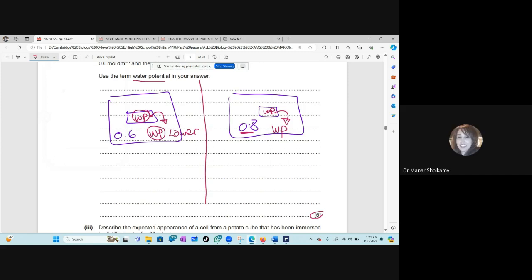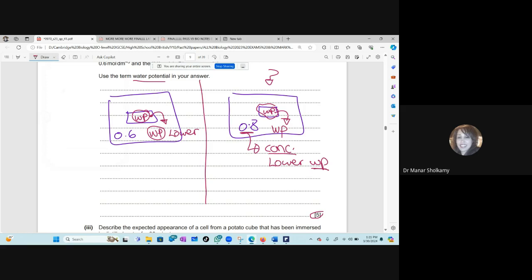Yes, but we are comparing. What is the difference here? The concentration gradient. Yes, there is a bigger concentration gradient. In other words, the 0.8 concentration is very concentrated and has a lower water potential. We have even less water here, and more water will move out of the potato by osmosis. That is why the potato here will shrink more.